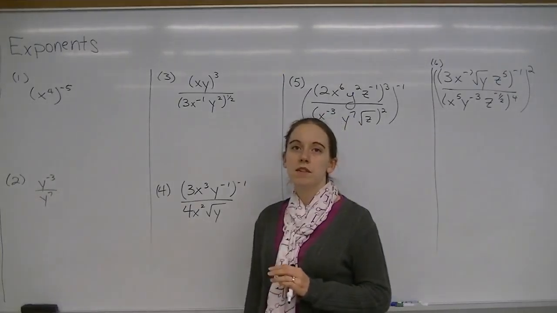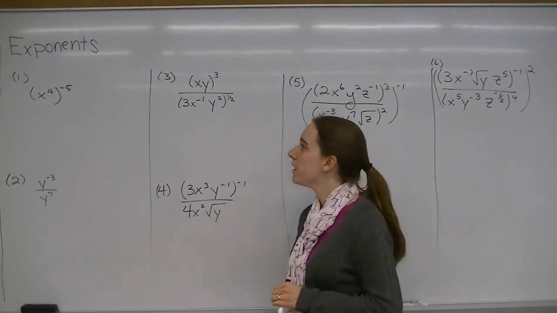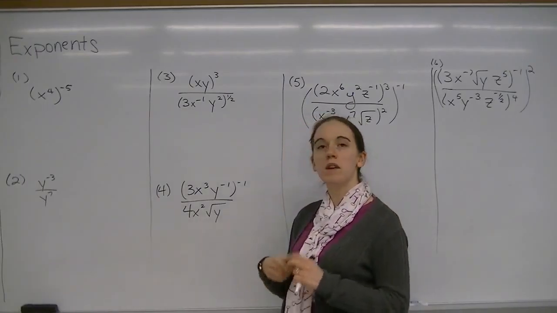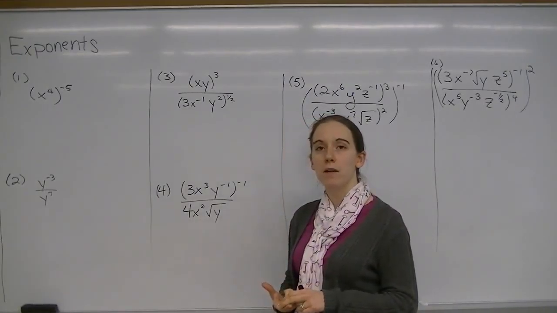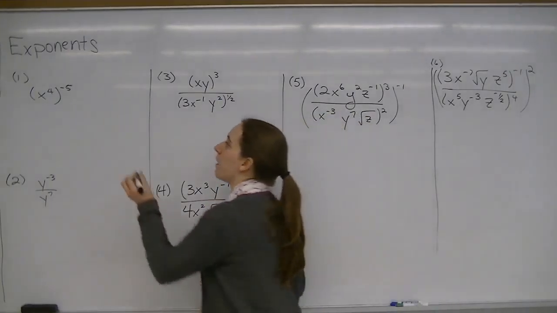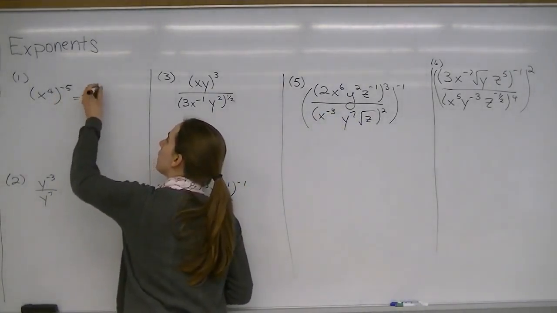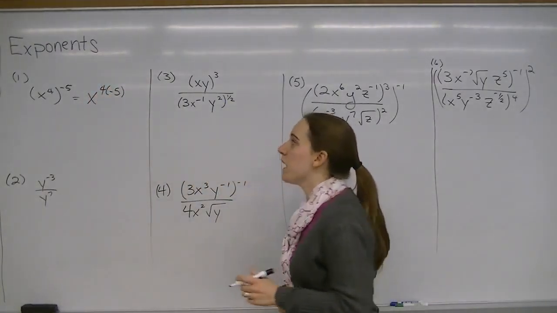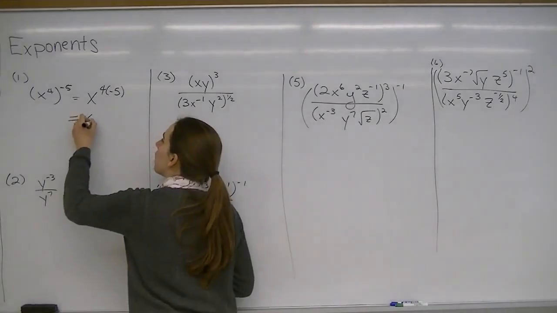Let's try some examples of expressions involving exponents. So let's start pretty basic. If we have x to the fourth and we raise it to the negative fifth power, we have something raised to a power raised to another power. So remember, that means that we can multiply our powers. So we actually get x to the negative 20th.